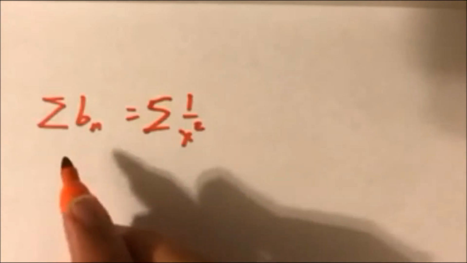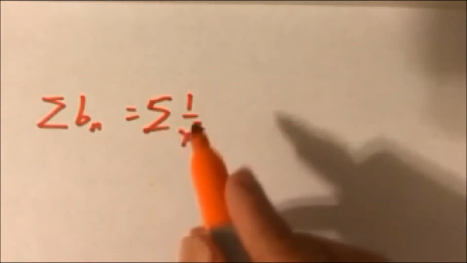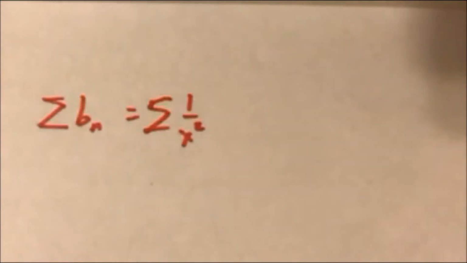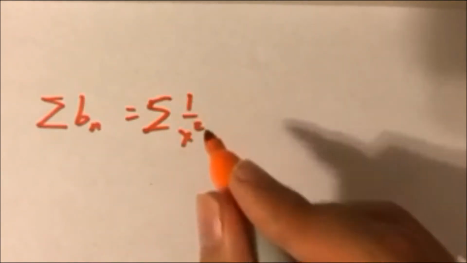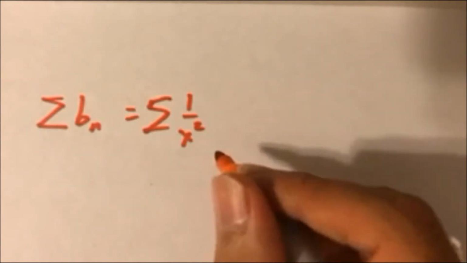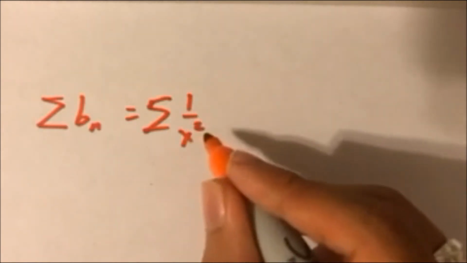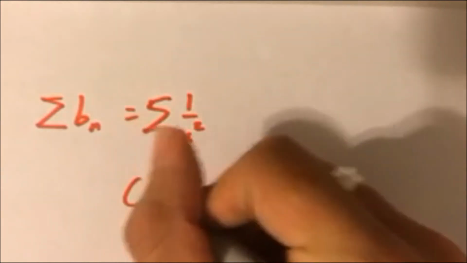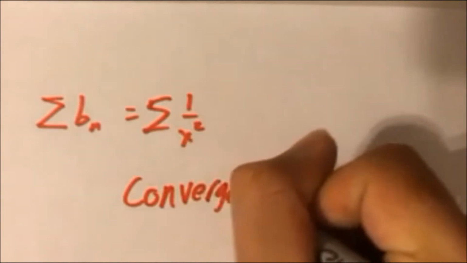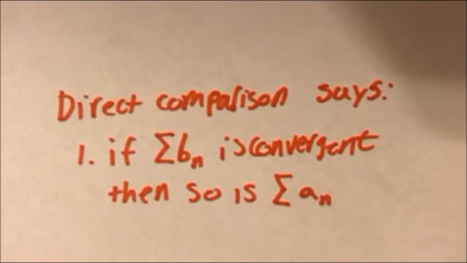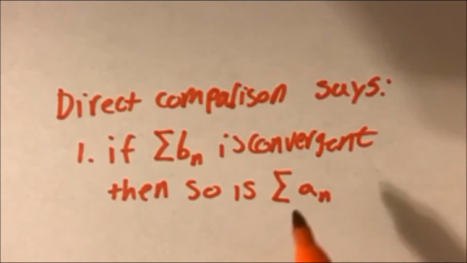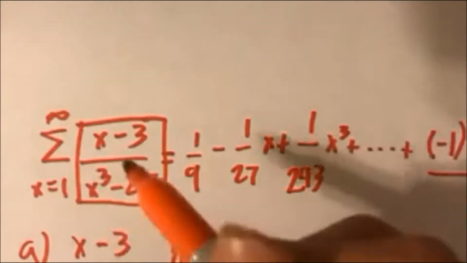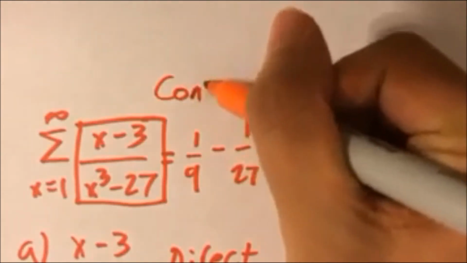So we see here that the summation of b of n is also equal to the summation of 1 over x squared. And so if we see that as this function approaches infinity, it gets closer and closer to 0. And so since this gets closer and closer to 0, this series is convergent. And so going back to what direct comparison says, we now see that if the sum of b of n is convergent, like we just proved, then so is the sum of a of n, which then says that our original function is convergent.